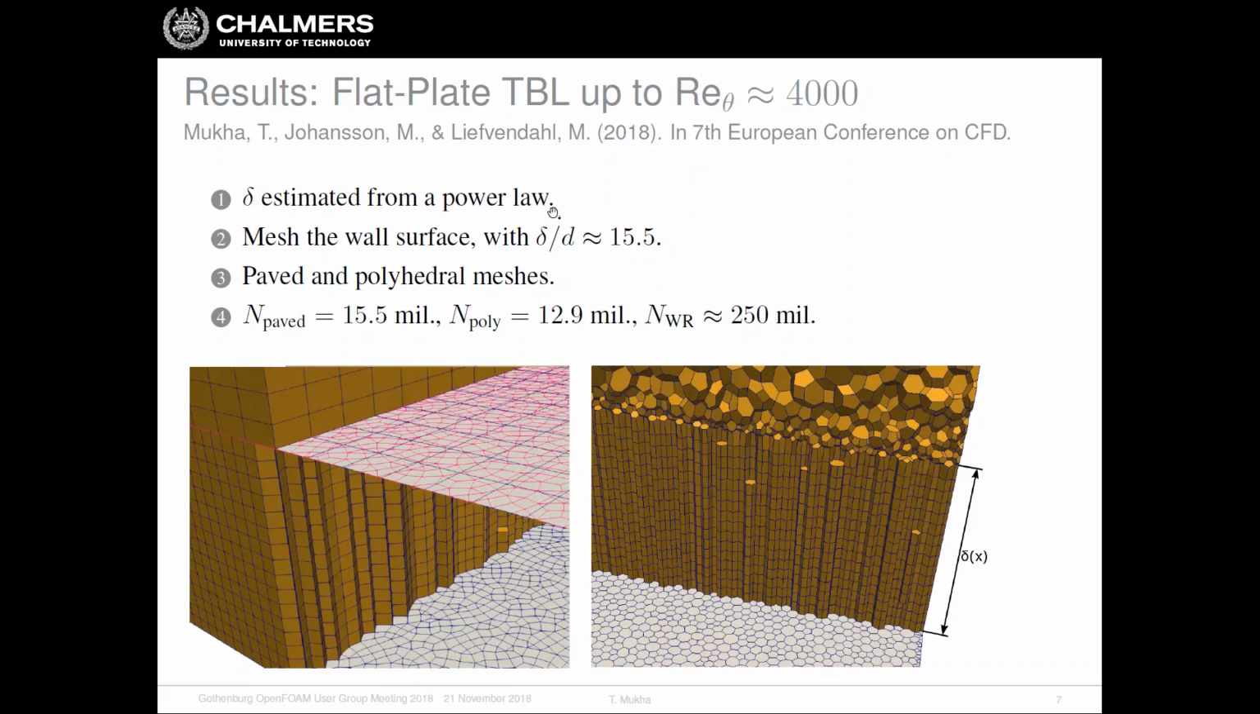And as I said, for a flat plate TBL, we can estimate delta using a power law quite accurately. For the resolution, we had to opt for somewhat lower resolution than what we recommend generally. So delta over d is about 0.5 for these meshes. Ideally we would like to have 30, but then we would have such large meshes that we can't really afford running them on the machines we have. As I said, two meshes, paved and polyhedral, where paved is the quad dominant one. The mesh sizes turn out to be a little bit different: the paved one is 15.5 million and the polyhedral one is 12.9 million.